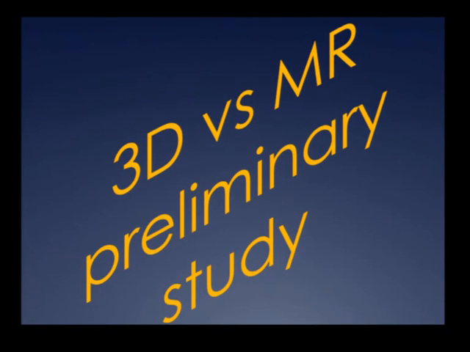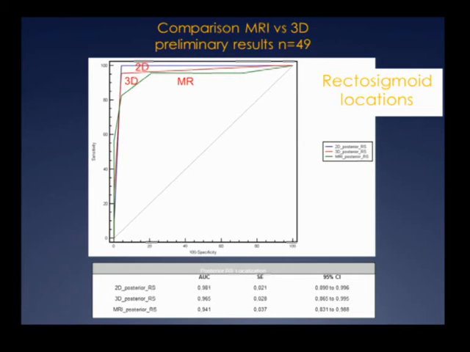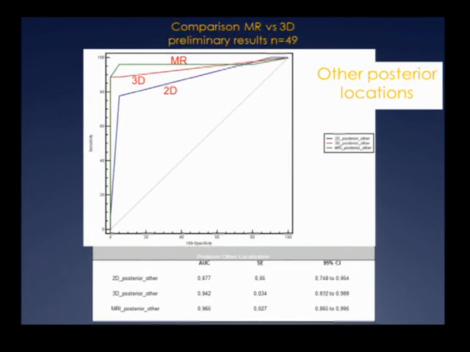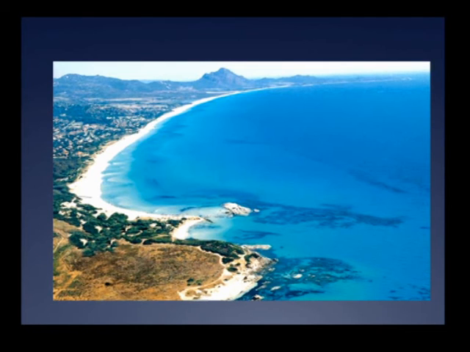We also compared, in a small series, MRI, 3D and 2D. The results for rectosigmoid localization are similar, but in case of other posterior localizations, probably due to the better capability to evaluate uterosacral ligament lesions, we increase the detection using 3D in comparison with 2D, with similar results in comparison with the MRI approach. And thanks for the attention.